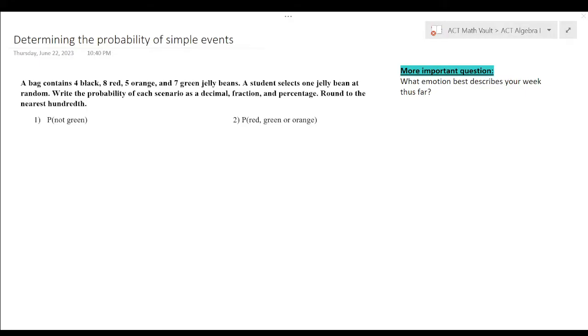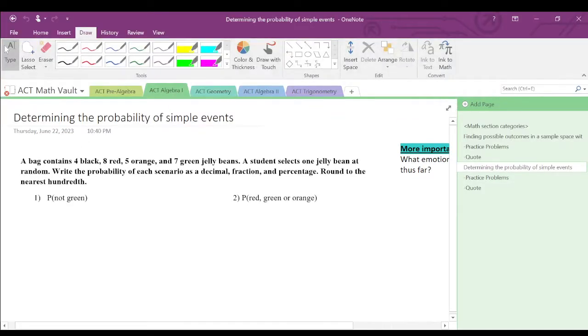Here are the two problems that we'll do, and to make sure we don't take ourselves too seriously, let's think about the fun question. What emotion best describes your week thus far? That's a question that I frequently ask my students to check in on them.